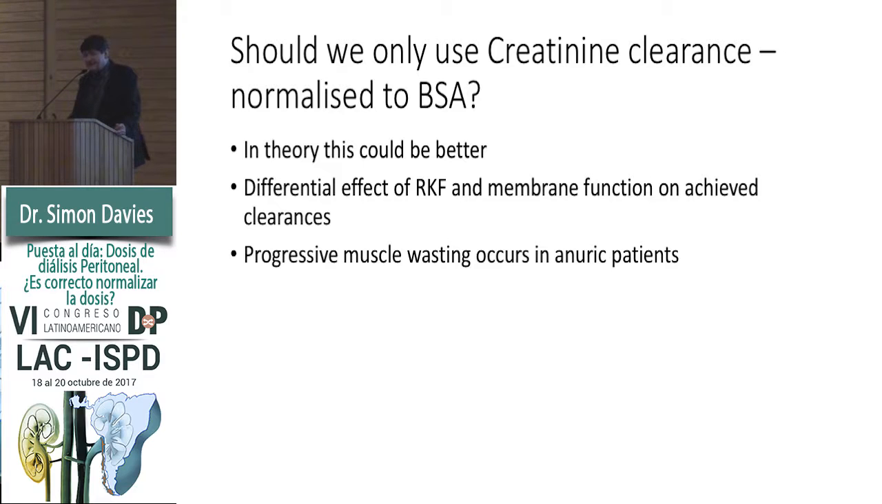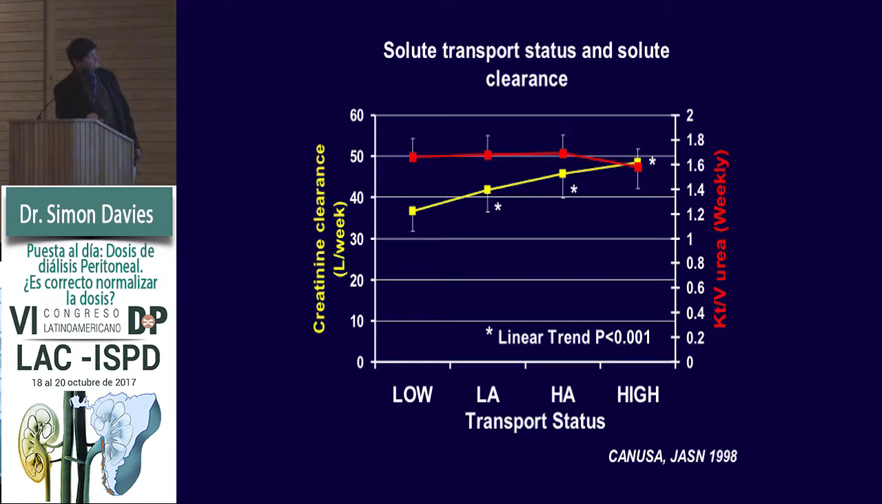The problems, however, are first of all that there's a differential effect of the removal of creatinine from the body when you're talking about residual kidney function versus membrane function. And as I shall show you in a minute, solute transport status has quite a strong effect on the creatinine removal. The other problem we have in these patients is they get progressive muscle wasting once they become anuric in particular. And so one of the premises related to measuring creatinine clearances becomes invalid.